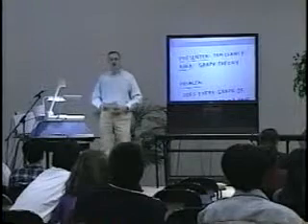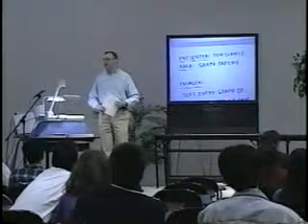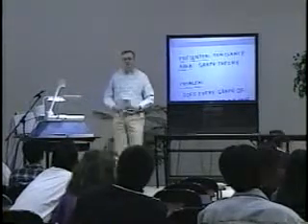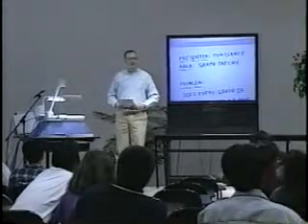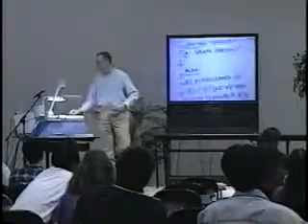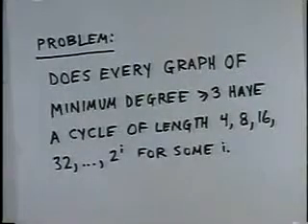Okay, my name is Tom Clancy. This is my presentation, sort of mid-course, long before completion. My area of interest was graph theory, and this is the nature of my problem here. Does every graph of minimum degree greater than or equal to 3 have a cycle of length 4, 8, 16, 32, etc., for some power of 2?